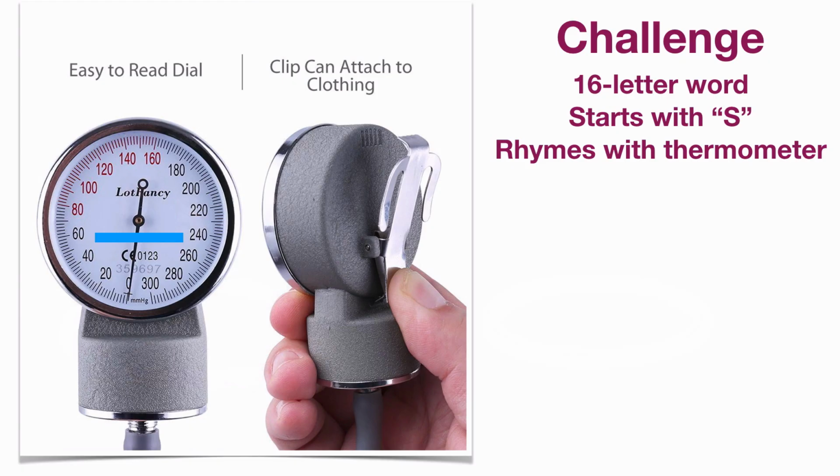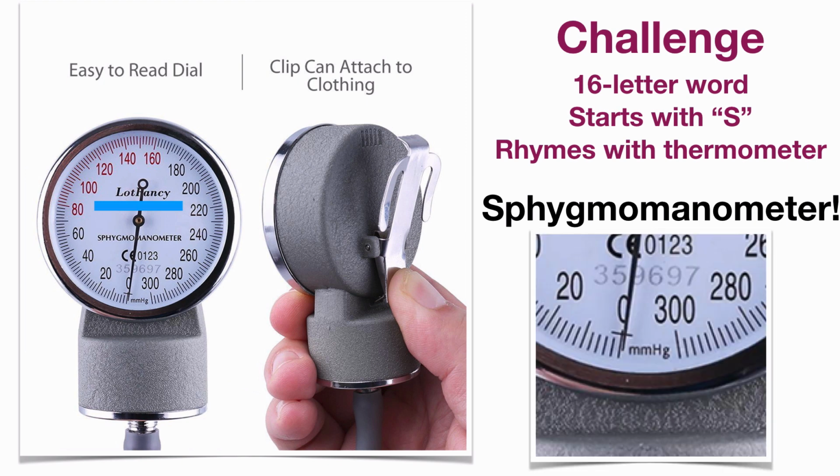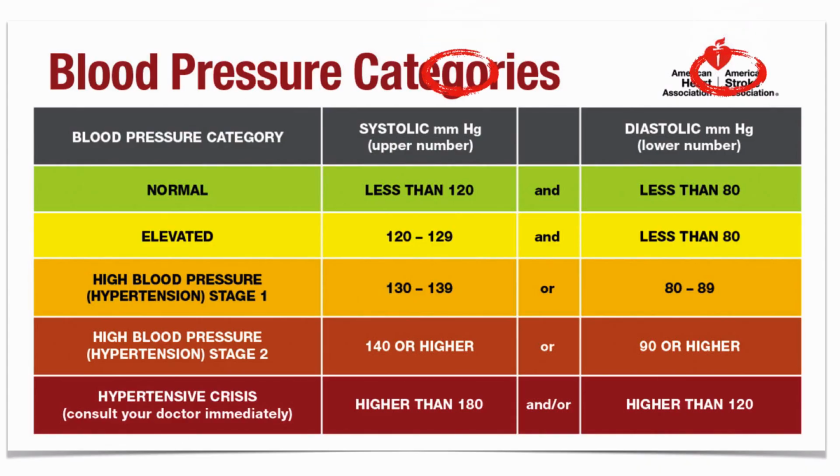But I was trying to find, are there any other mentions? Like let's look at medicine, right? And so I found this gauge. And what's a 16-letter word that starts with S and rhymes with thermometer? Can you get it? And can you spell it? It's a sphygmomanometer. Sphygmo refers to blood, and then manometer refers to measuring pressure. All right, so that's a blood pressure reading, and it's in millimeters of mercury.